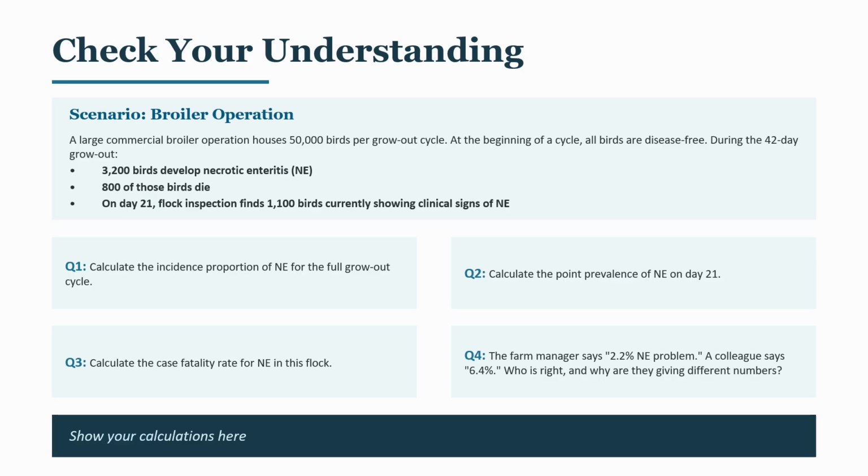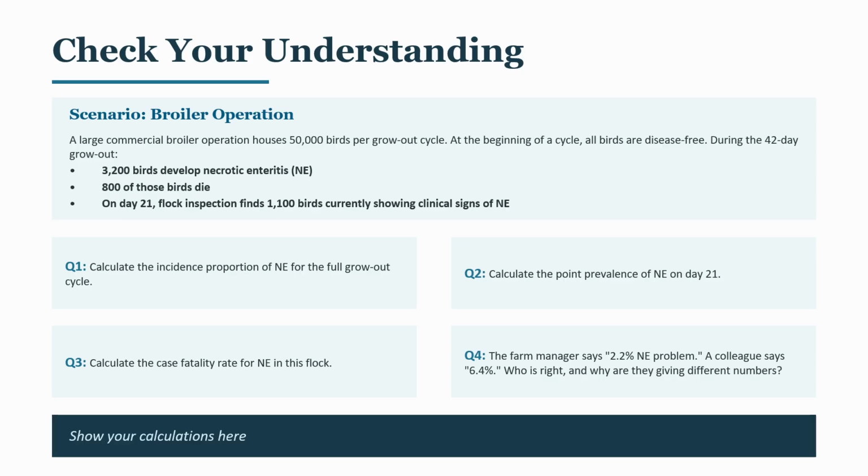Question 2, point prevalence on day 21. Current cases on day 21, 1,100. Total population at day 21. We'll assume approximately 50,000 minus deaths before 21, but for simplicity use 50,000. Point prevalence equals 1,100 divided by 50,000 equals 0.022 equals 2.2%. Interpretation. On day 21, specifically 2.2% of the flock is currently showing clinical signs of NE.